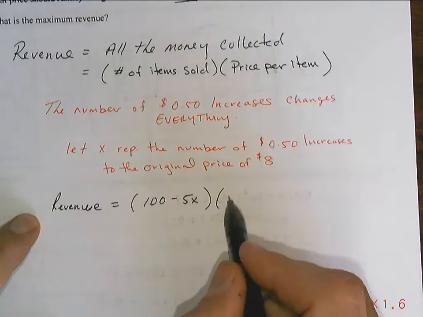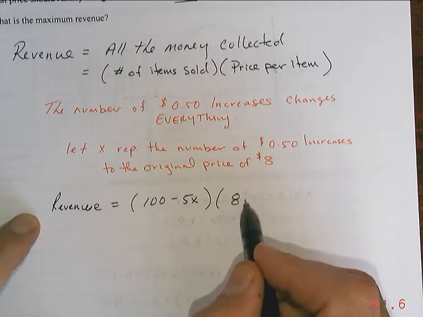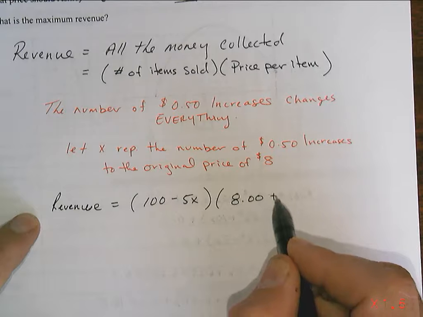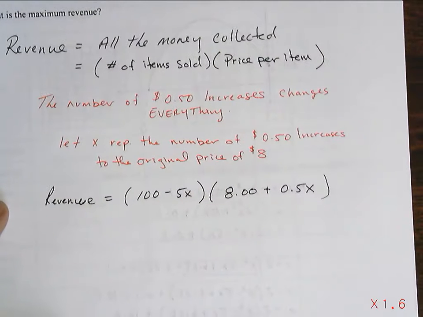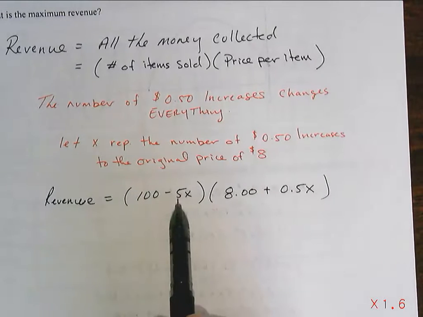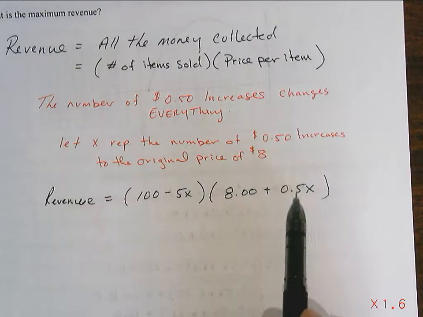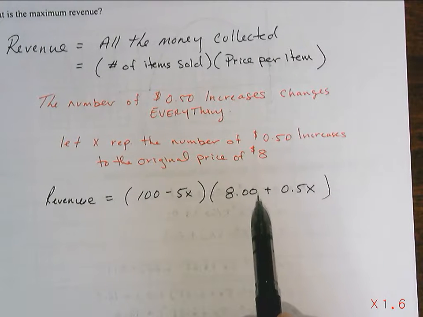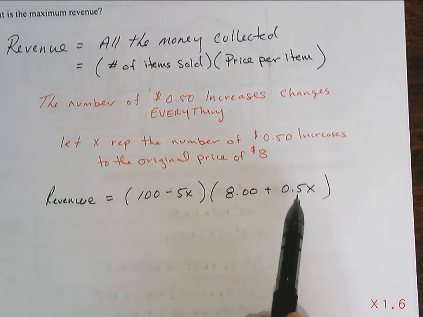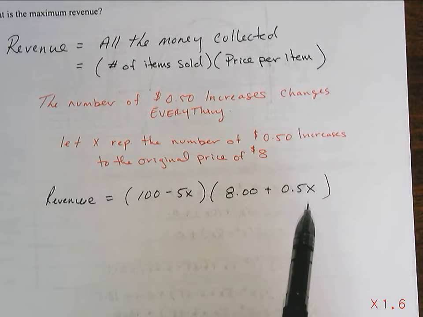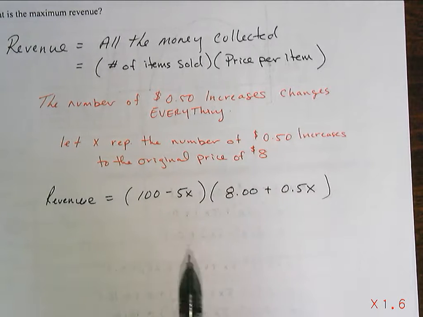And the price goes from $8 plus 0.5 for every increase. So look at how x is affecting it. x is the number of increases. For each increase, I lose 5 people. For each increase, my price goes up. Think about this equation. Notice that a 5x times a 0.5x is going to give me an x squared. This is a quadratic. We can solve it.